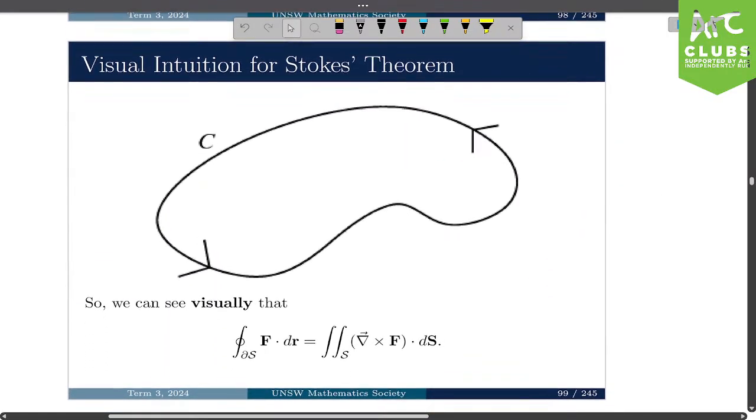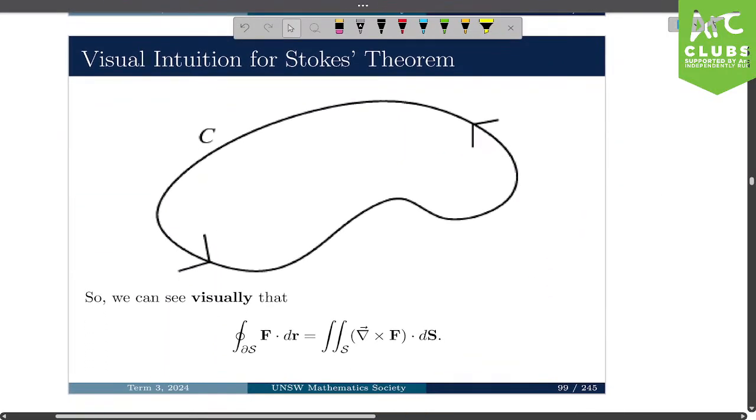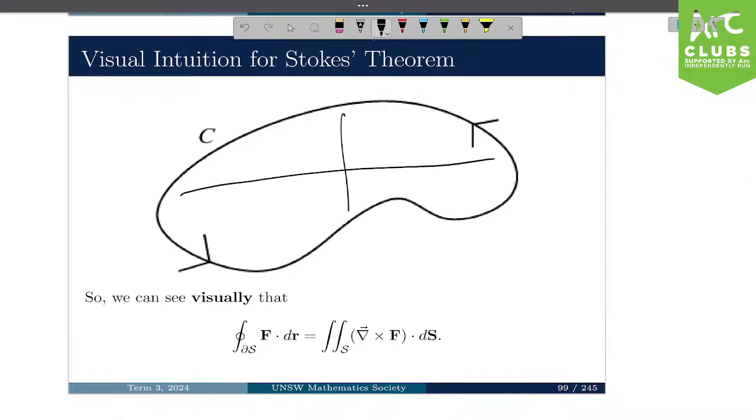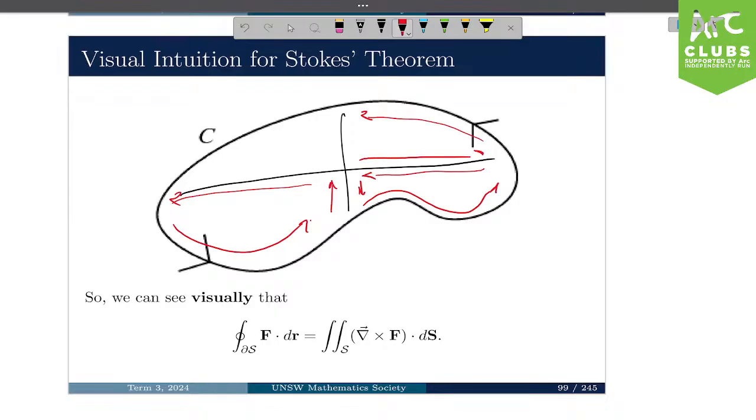So I'll provide you a visual intuition for why Stokes' theorem works. So say I divide this region up like this, and we have the curl across the entire thing goes a bit like this. So this is the curl across the entire surface. So integrating this would give us the curl of F over our region.